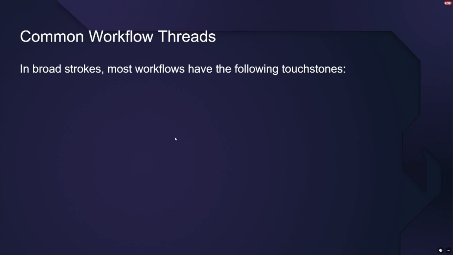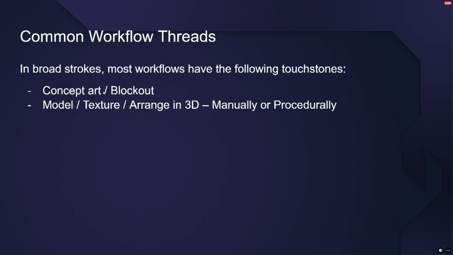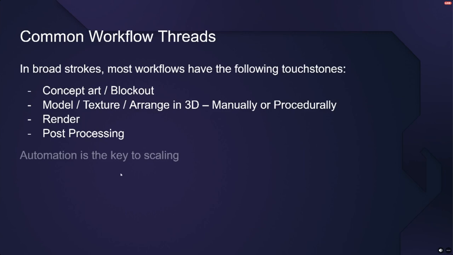In common, there are a bunch of common workflow threads here. I've essentially broken this down into 4 major touchstones. You've got your concept art and your blocking out phase. You've got the modeling and texturing and arranging in 3D phase, which can be either manual or procedural. We'll talk about both of those. And then there's the rendering phase. And then we're going to be talking about the post-processing phase. These can, of course, be further broken down, but these are the really big ones.